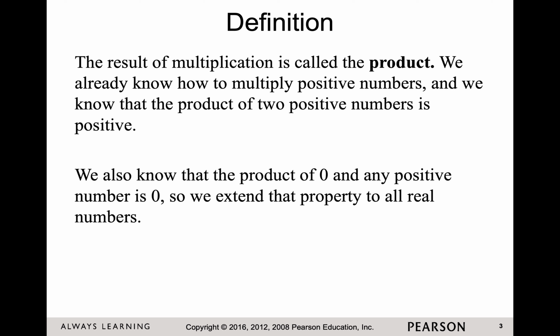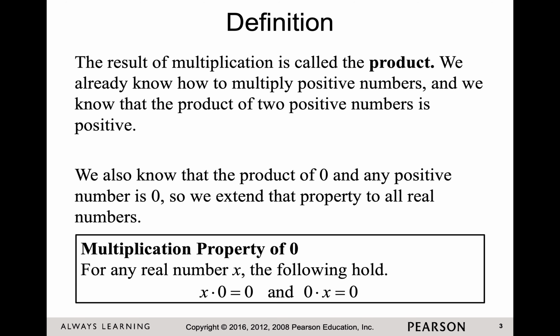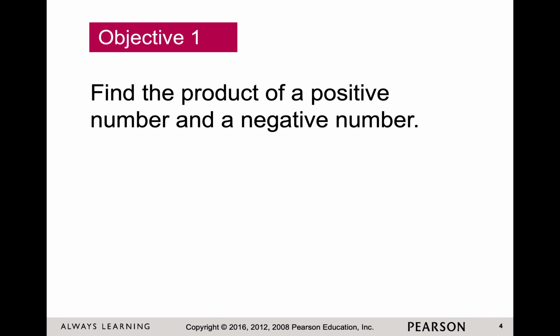When we multiply two numbers, it's called the product. When we multiply positive numbers, we get a positive number. We also know that 0 times anything is going to be 0. That's going to be called the multiplication property of 0. So we're going to formalize that and give it a name.